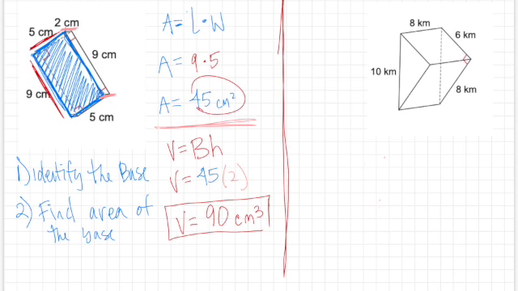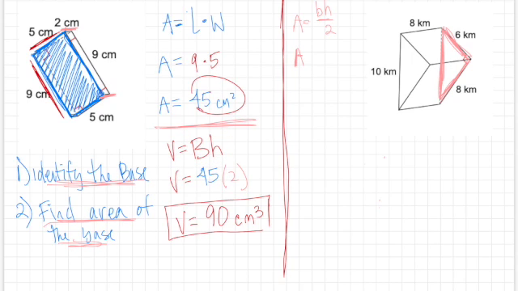So now let's try it again, only this time we'll do it with this triangle. Our first step again is to identify the base. The base I see is this triangle here. It's a right triangle. So next I've got to find the area of the base. The area of a triangle is always the base times height divided by 2. That might get confusing when we do base times height over here, but that's okay. We can still work that out.